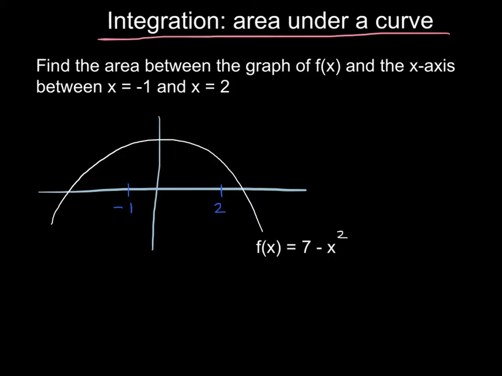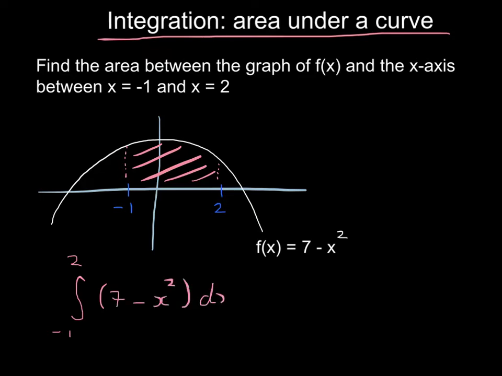So you should have already found out from your investigation that when you want to find the area under a curve, then that has something to do with the definite integral. So we want the area between x equals minus 1 and x equals 2. So we want this area here. And that is what you get if you do the definite integral from x running from minus 1 to 2 of the function f of x, which is 7 minus x squared dx. So in order to find out this area, we're going to have to work out this definite integral here.